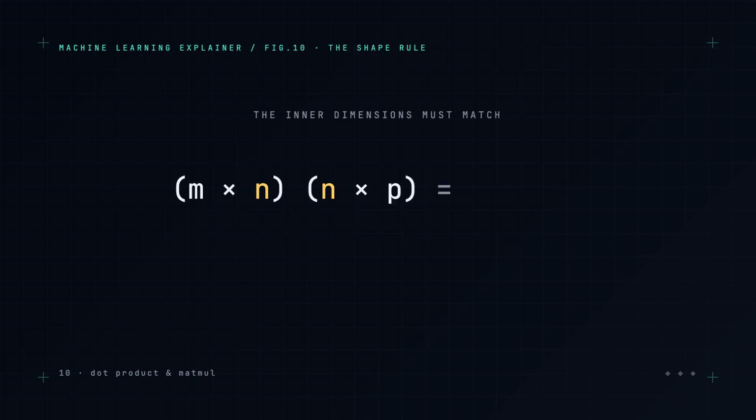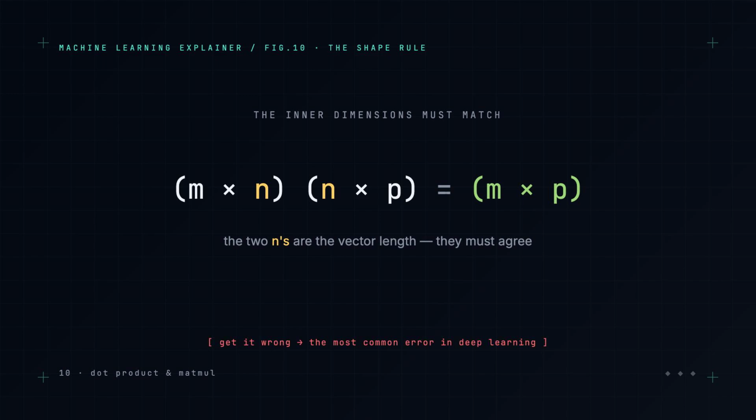This is where shapes bite. To multiply an m by n matrix with an n by p matrix, the inner numbers, the two n's, must match. They're the length of the vectors being dotted, so they have to agree. The result takes the outer dimensions, m by p. Get this wrong and your code throws the most common error in all of deep learning. Get it right and everything lines up.